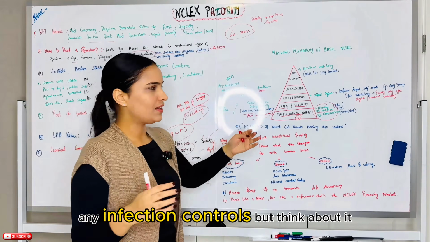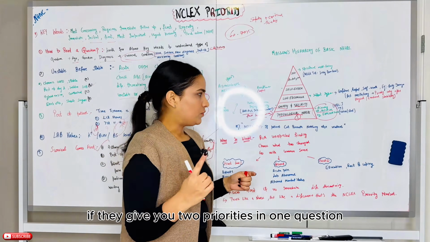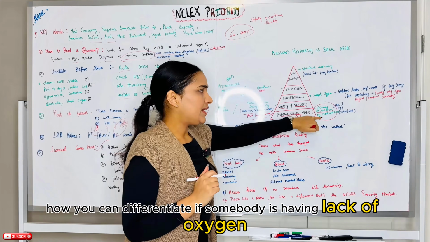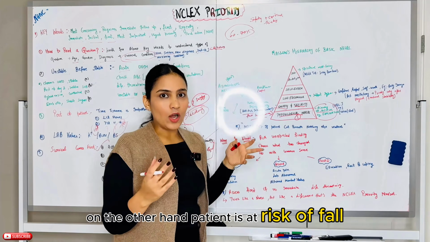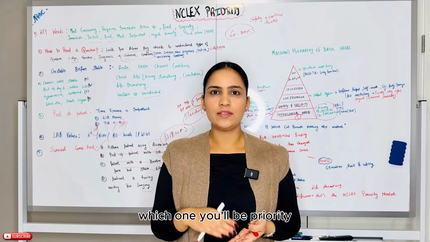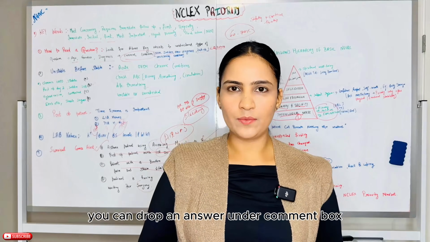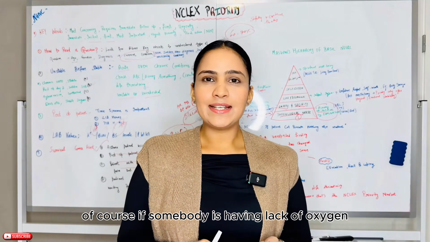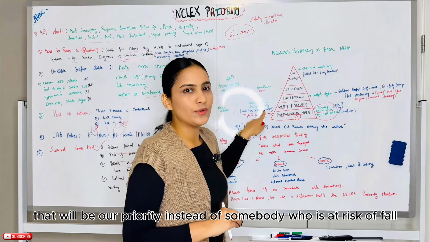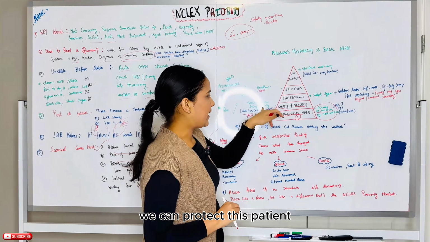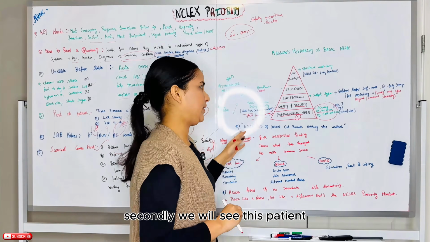But think about it. If they give you 2 priorities in one question, how can you differentiate? If somebody is having lack of oxygen, on the other hand, a patient is at risk of fall, which one will be the priority? You can drop an answer in the comment box. Of course, if somebody is having lack of oxygen, that will be our priority instead of somebody who is at risk of fall. We can protect this patient. Secondly, we will see this patient.